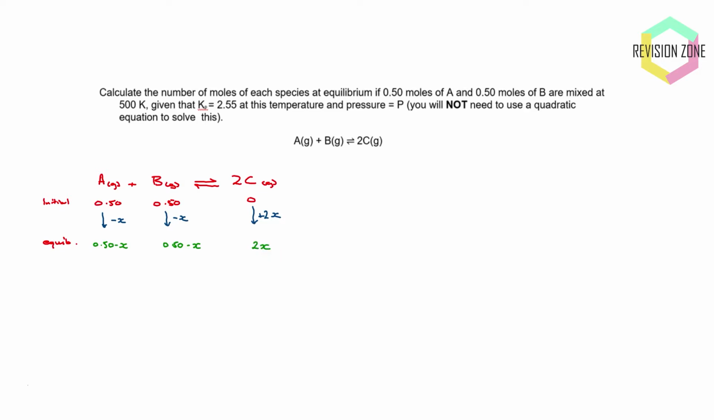Now, like I said, I'm going to show you two routes in doing this. The first route is not needing a quadratic equation, and the second route is. So if we look at route 1, we're going to write the Kp expression for A, B, and C, which is shown as follows. So Kp is the partial pressure of C squared over the partial pressure of A times the partial pressure of B. Next, we're going to just sub in these values we have at the bottom from our equilibrium moles.